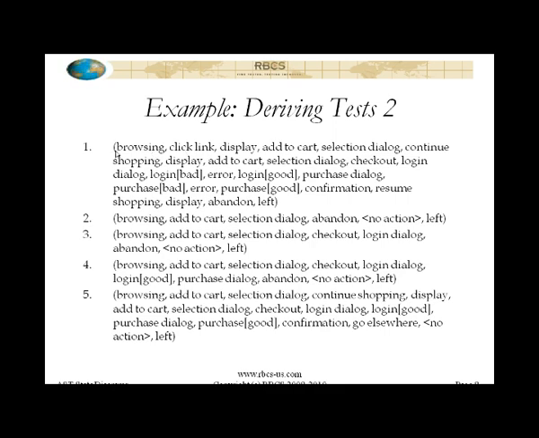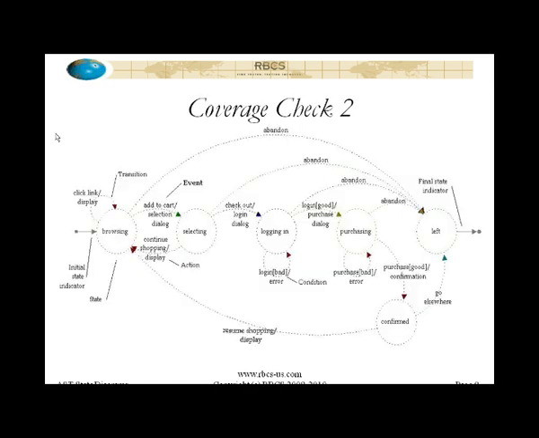Okay, so deriving the rest of the test, here's the first test again, just for reference. And now I'm going to abandon from the selection dialog. Test 3 abandons from the login dialog. Test 4 is going to abandon from the purchase dialog. And then finally, test 5, rather than going back and browsing again, is going to do the go elsewhere after the confirmation. Okay. And based on those additional 4 tests, I've now achieved complete coverage.